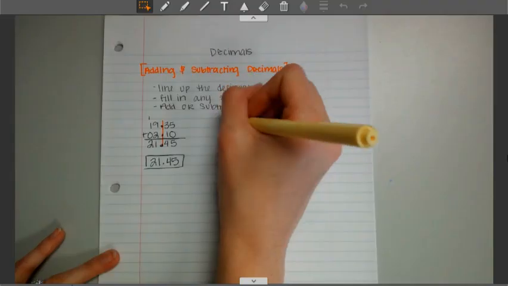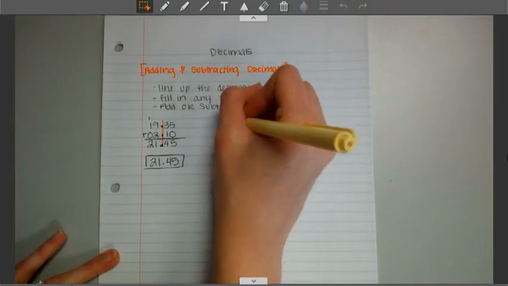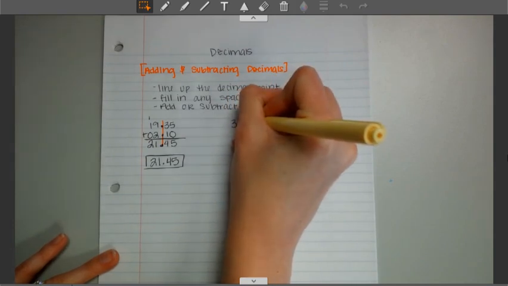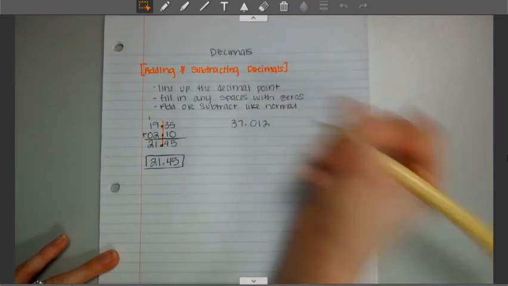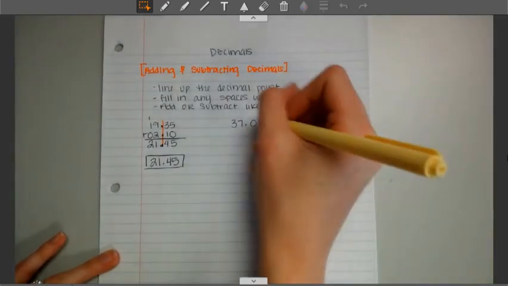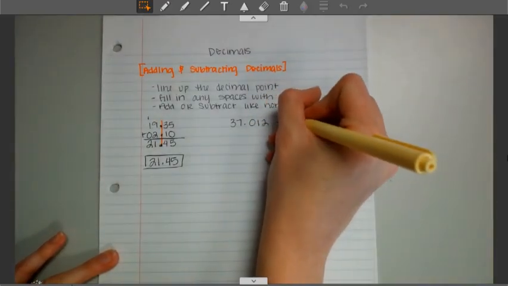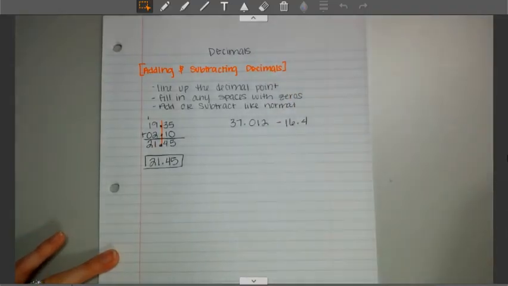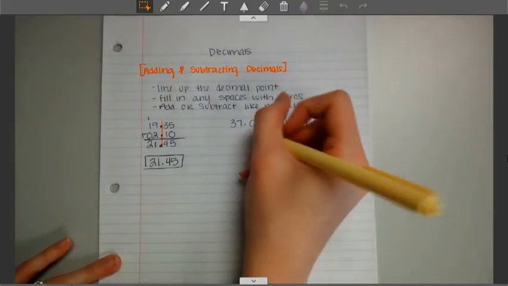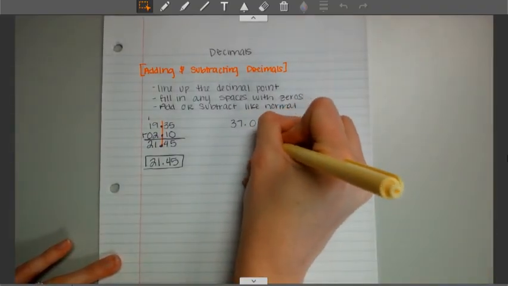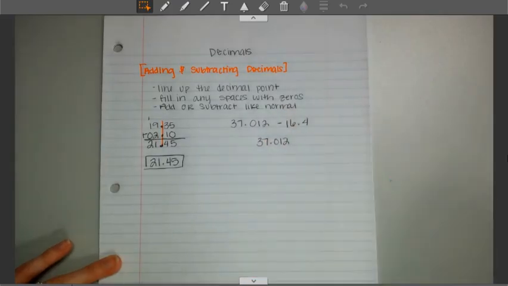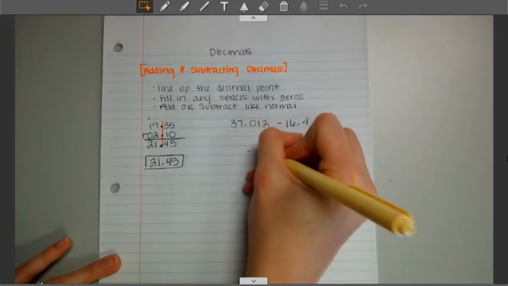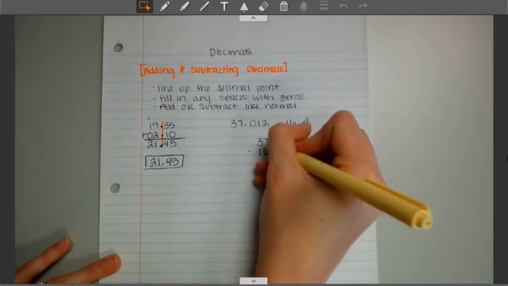Okay, now if we were to do a subtraction problem, let's say we did 37 and 12 thousandths minus 16 and 4 tenths. Okay, so we're going to set it up vertically. So I'm going to start with the larger number. So 37, start with the number that comes first. Then we're going to line up our decimals. So we have the decimal points lined up.